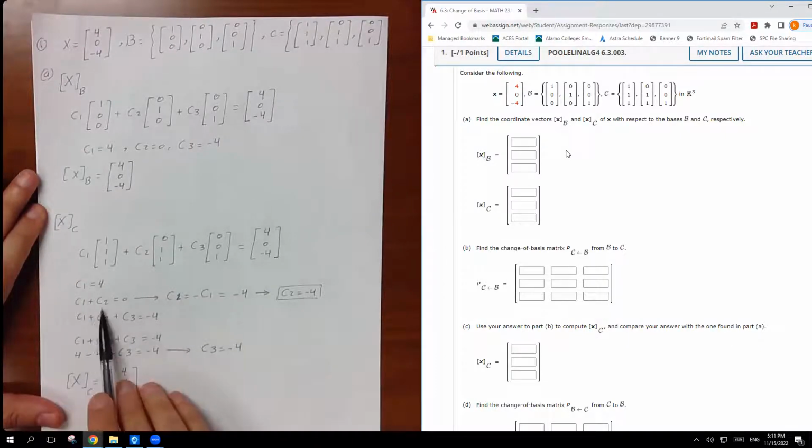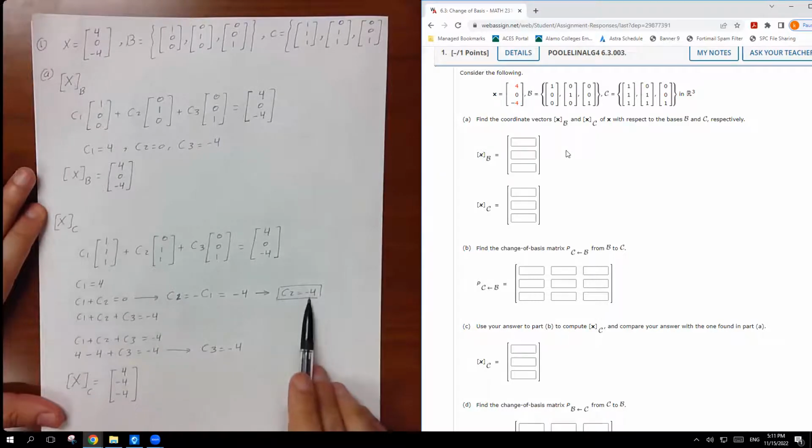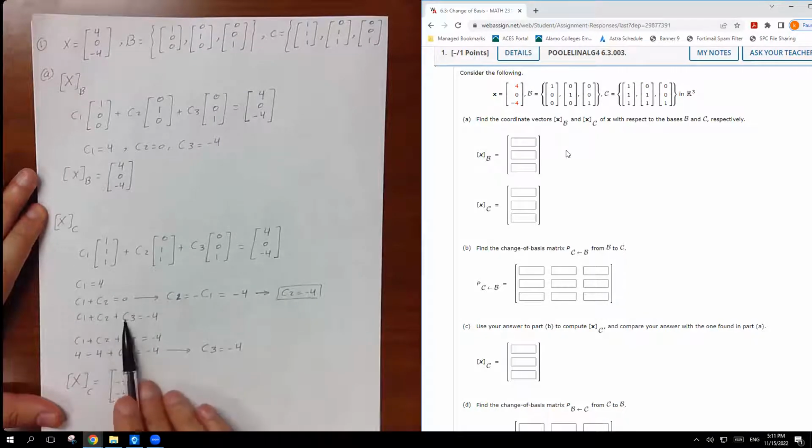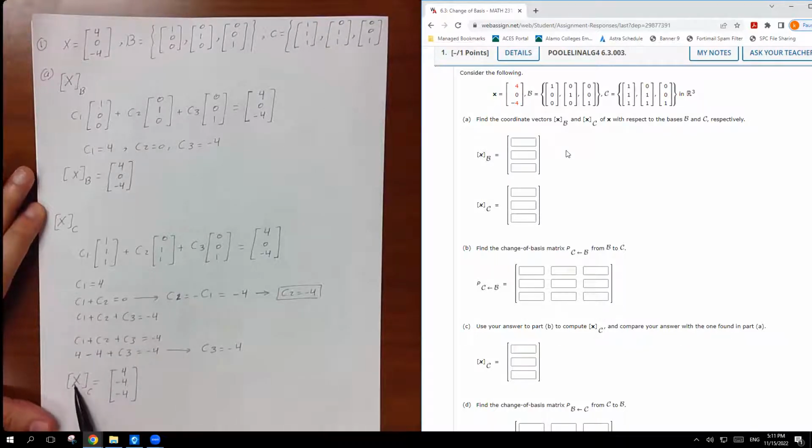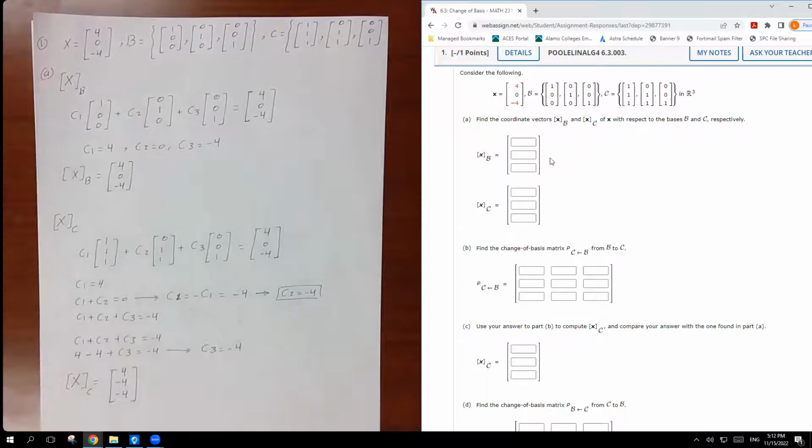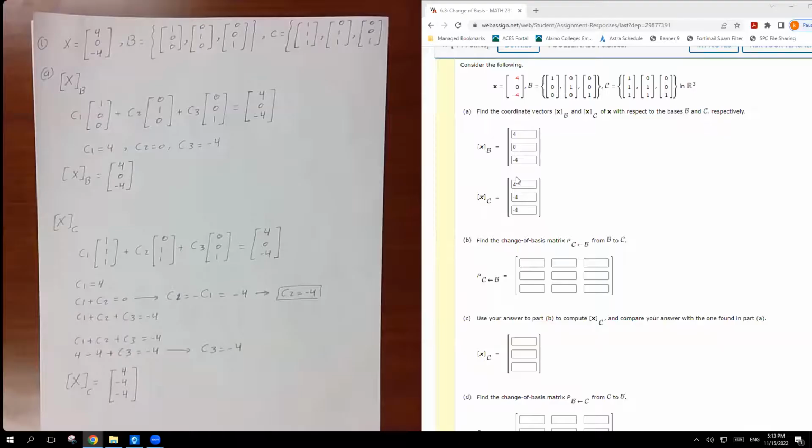C1 equal 4, plug in C1 here, C2 is going to be -4, and I plug in C1 and C2 to get C3 equal -4. That means the coordinate x with the base C is going to be 4, -4, and -4. This is the first part of this question. Now the second part, I just plug in these answers.